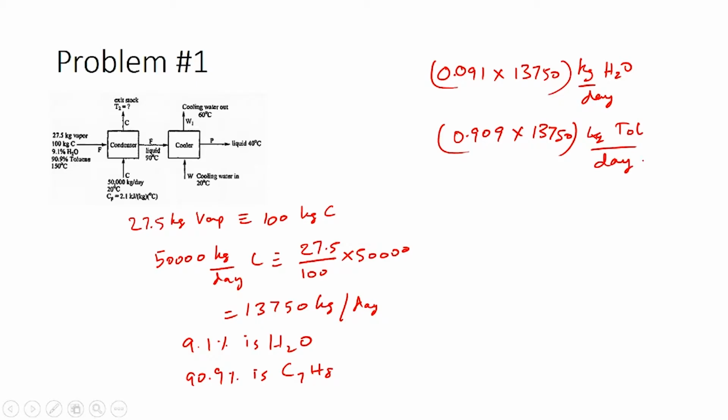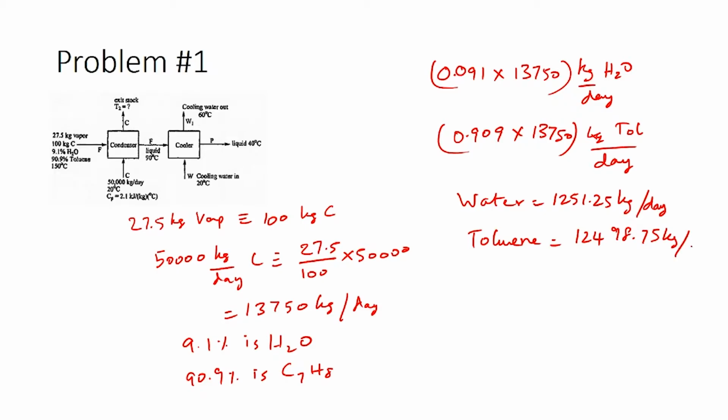So, these can be calculated as water equals 1,251.25 kilograms per day, and toluene is equal to 12,498.75 kilograms per day. So, now that we have the mass of toluene and water entering, we can start looking at the energy balance aspect.